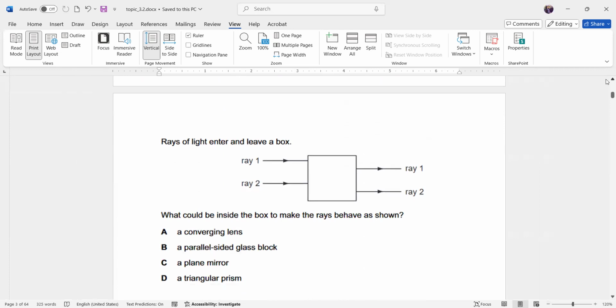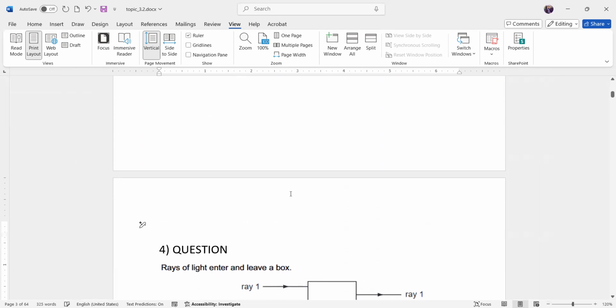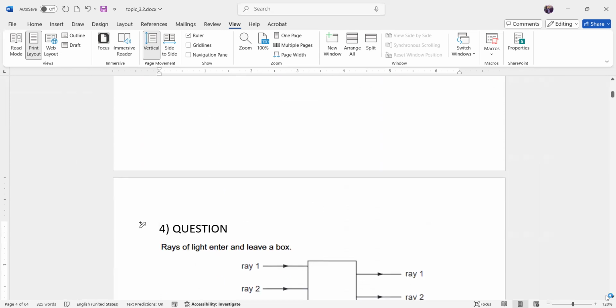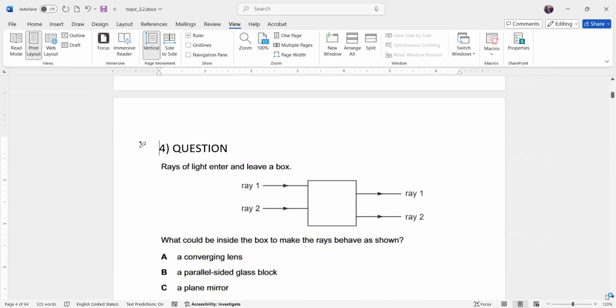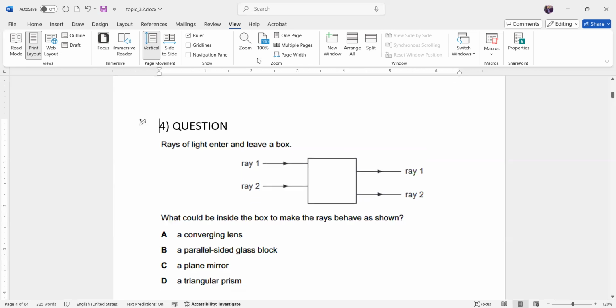Question number 4. A ray enters and leaves the glass block. What could be inside the box to make the ray behave as shown? A ray of light enters and leaves a box. What is there inside the box to make the rays behave as shown?